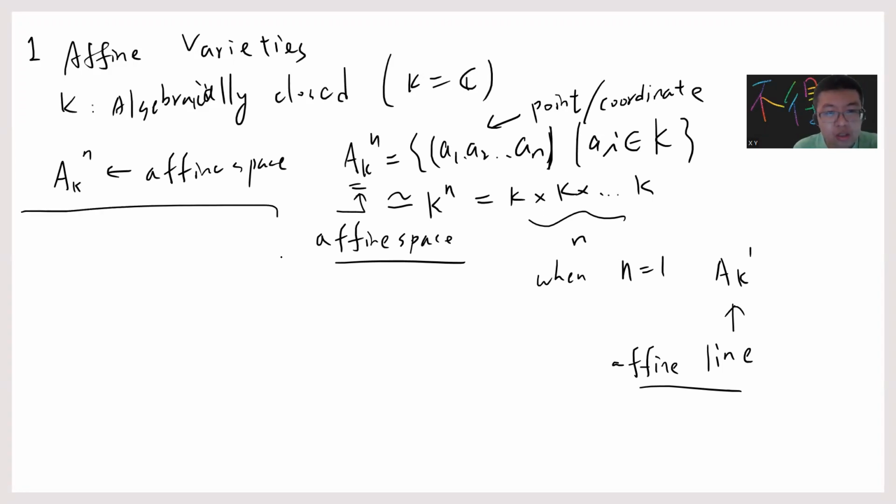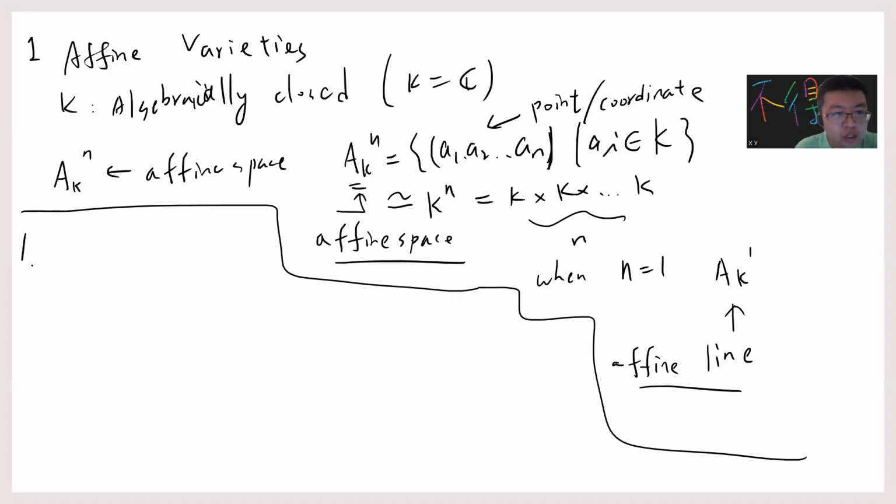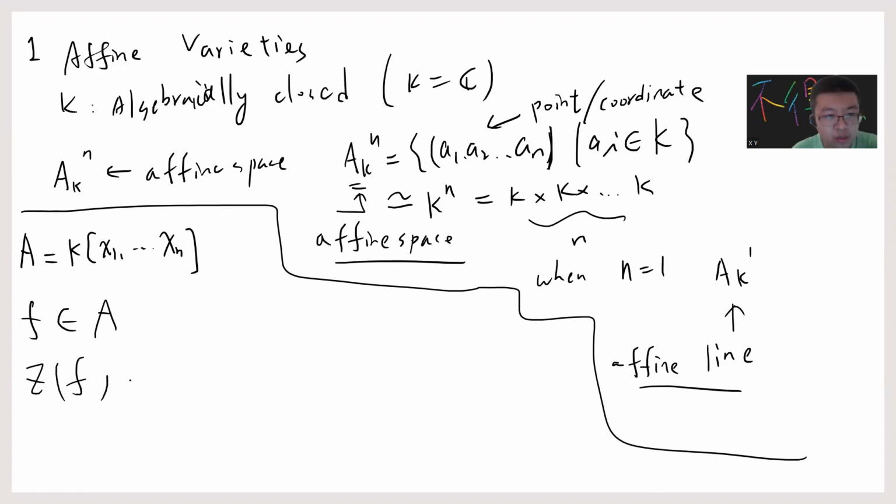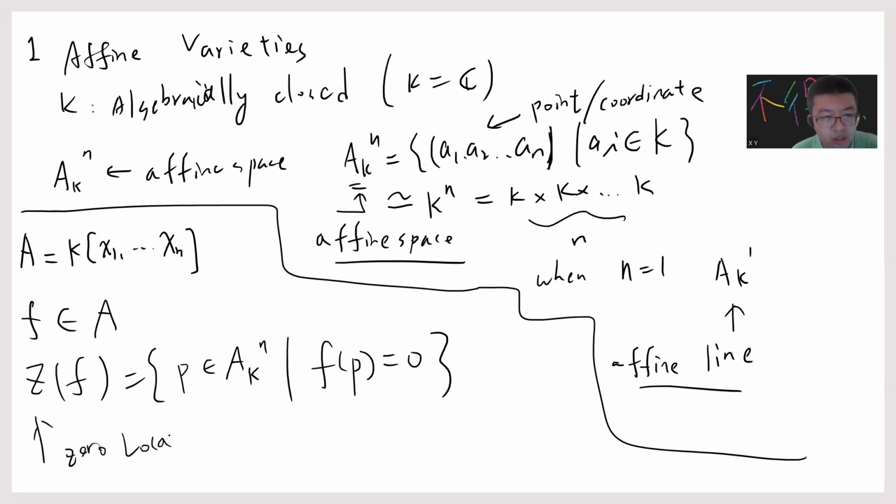Okay, so now we take A to be K[x1, ..., xn]. This is the polynomial ring with n variables, a commutative ring. If you take f in A, you can define the so-called zero locus, Z(f), which is the set of points P in affine space such that f(P) is 0. This is called a zero locus. Simply speaking, it is just the zero points of some polynomial.